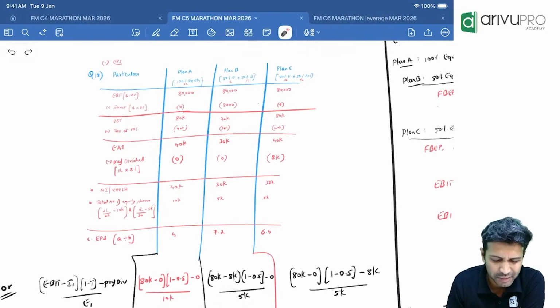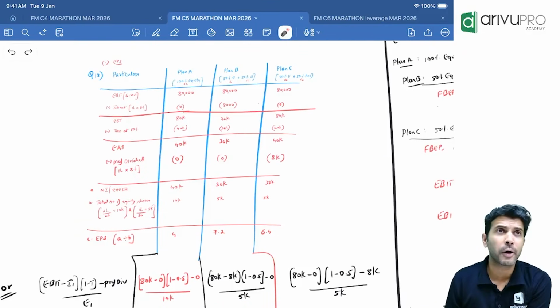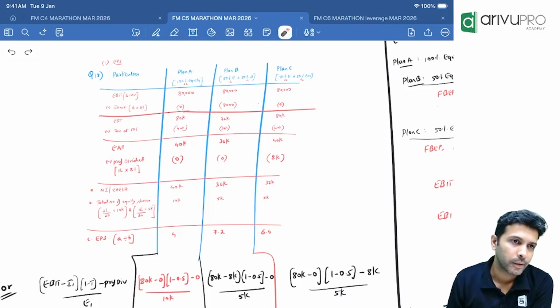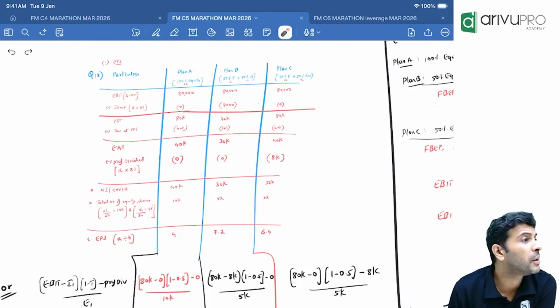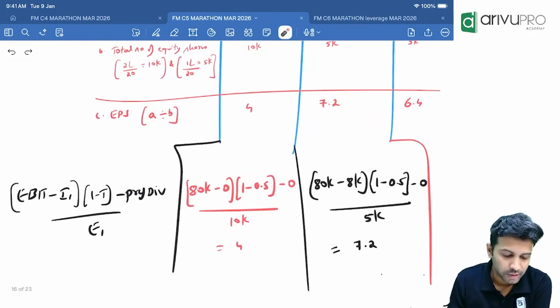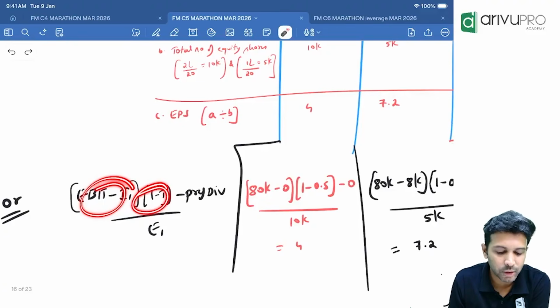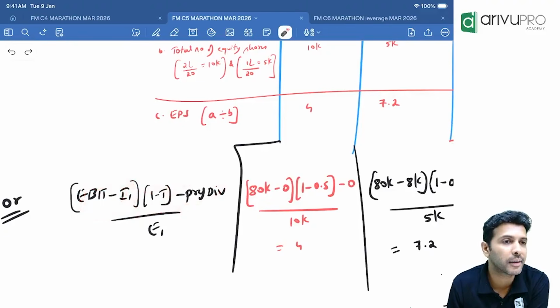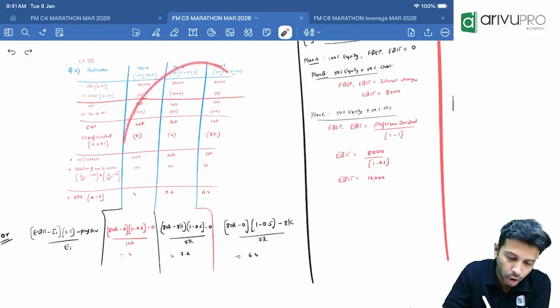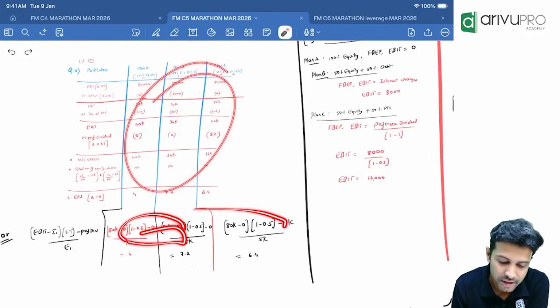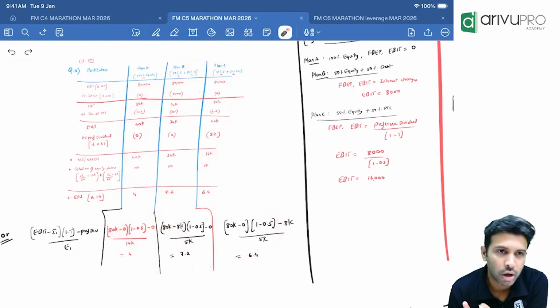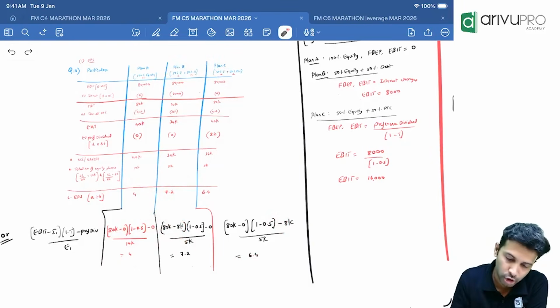First requirement, very basic. Sir, I will use the indifference point formula. You can. There is another formula for indifference point EPS. What is that? EBIT minus I1 into 1 minus tax rate, minus preference dividend, divided by E1. If you don't want to do all this, you can solve like this also and get the answer which I have shown you. Your call, absolutely no problem. How you want to present is your choice.